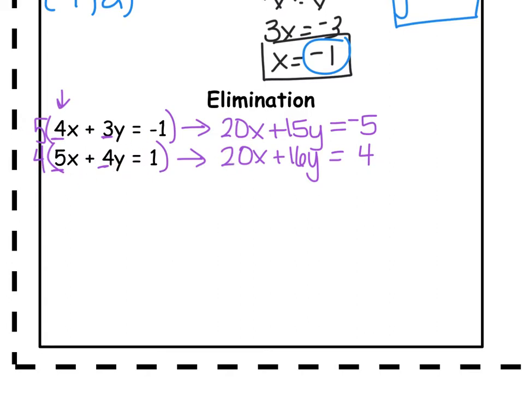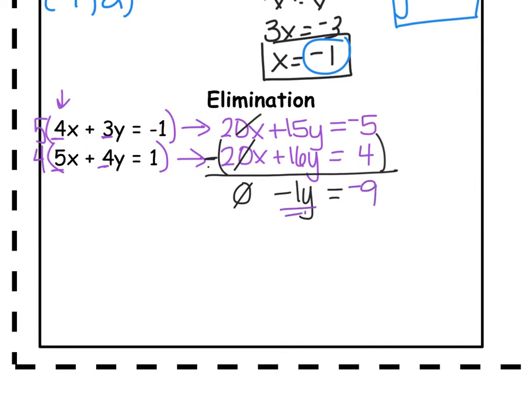So now we can either add or subtract these, but if we add these two together, we're not going to eliminate anything, so we're going to subtract. And you could have just multiplied this one by -4. 20 minus 20 gives us 0. 15 minus 16 gives us -1y. And then -5 minus 4 is going to give us -9. So divide each side by -1, and for our y value we get 9. So for our solution, we have a y value of 9.